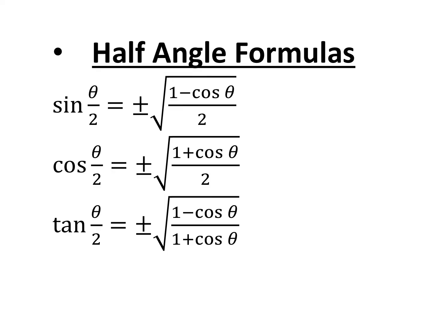It's not actually plus or minus in the sense that you get 2 answers. It's plus or minus in the sense that you have to figure out whether you want the positive answer or the negative answer. So you have to figure out what quadrant your original angle theta was in, and therefore what quadrant theta over 2 would be in, so half of that angle, and therefore what your trig function is going to be, whether it's going to be positive or negative in that quadrant.